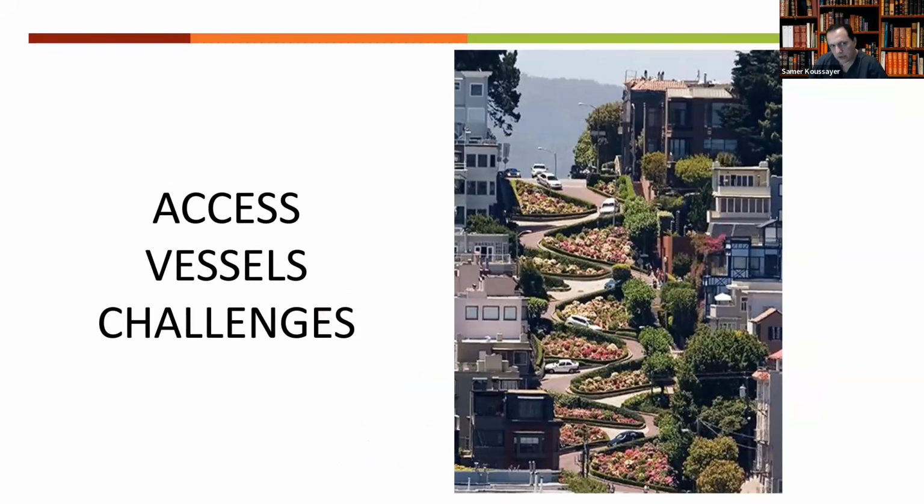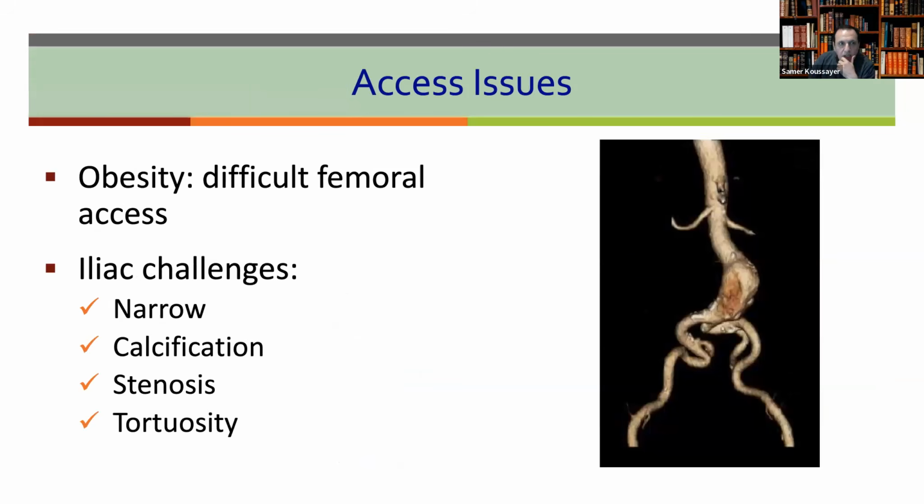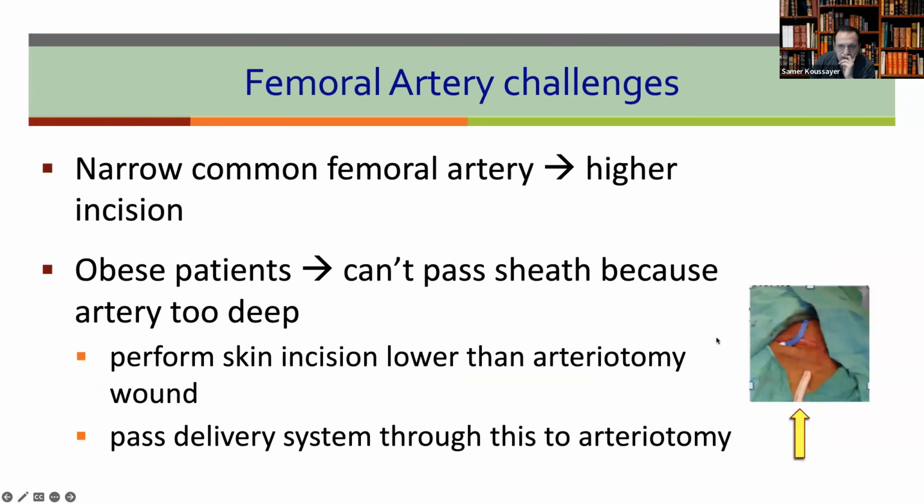All right, access vessels. Sometimes you see the aneurysm and it looks beautiful, with a nice neck, nice landing zone, nice bifurcation. Then you look at the external iliac, and they are like 5 millimeters and calcified. This is the worst thing that happens, because everything looks perfect, but you don't have access vessels. They could be narrow, calcified, stenotic, or tortuous. Look at that tortuosity. You see that a couple of times: a beautiful aneurysm, beautiful neck, beautiful landing zone, but look at the access side here. That's challenging.